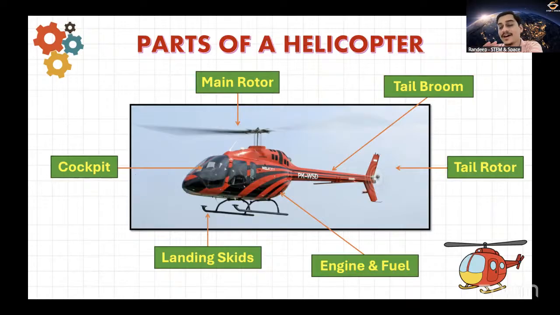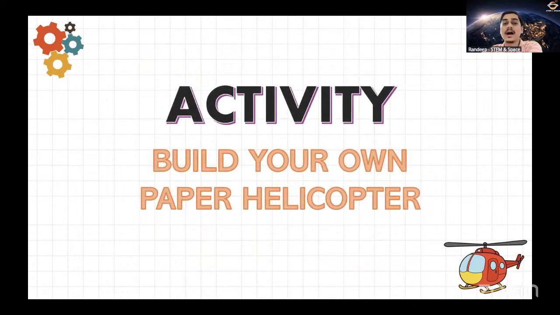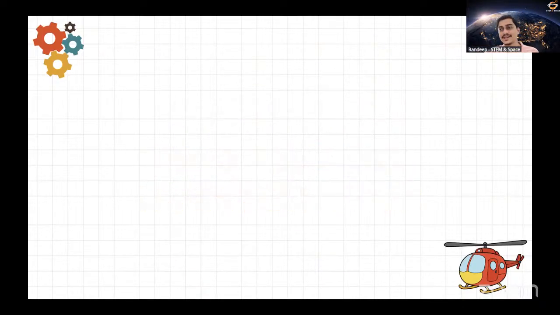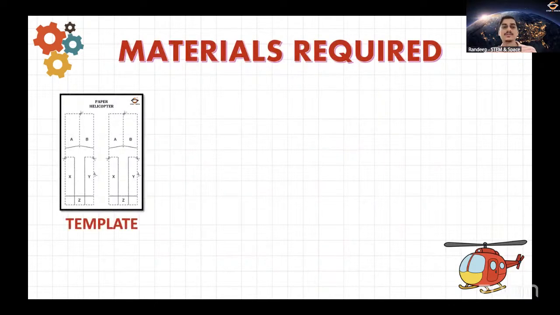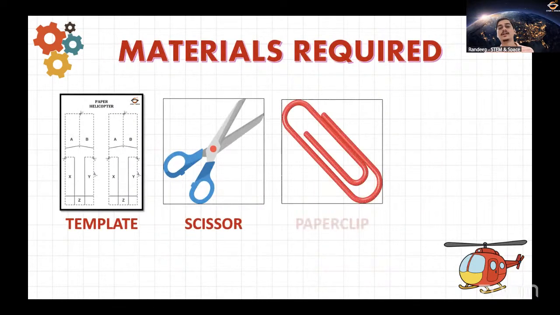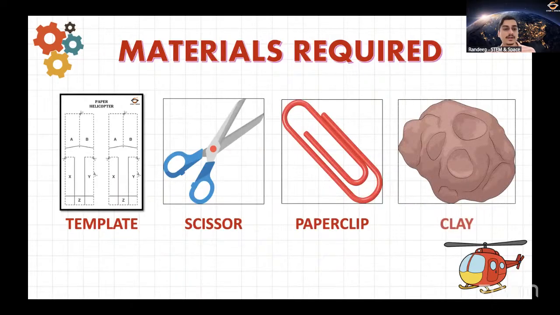And now that you are all aware of the forces involved in a helicopter and the different parts of a helicopter, how about we make our own paper helicopter to understand the concepts behind the flying of a helicopter. So that's what brings us to today's activity that many of you have been waiting for. And for this, as I had shown you earlier as well, these are the materials that are required. You need the printout of the template, scissor, paperclip, and clay.